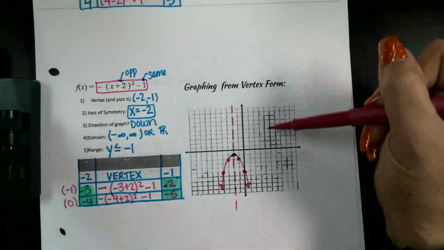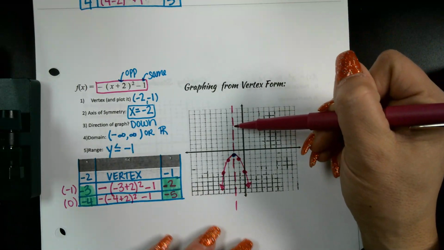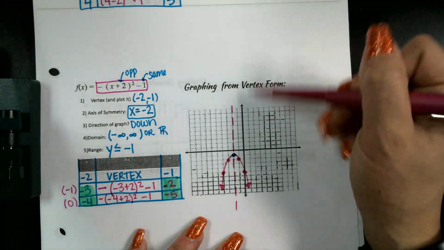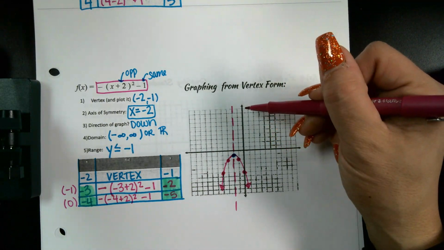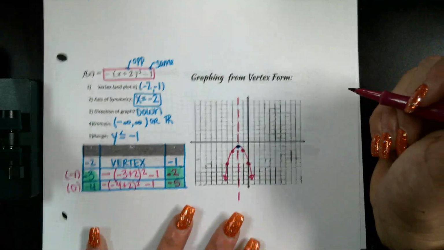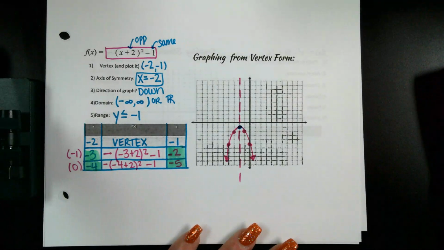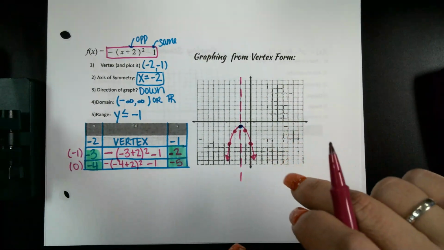The same thing could happen if your vertex was way up here towards the top and it was facing up. You might just get 1 point to fit and mirror it, and then the other point might fall off. Okay, that's the end of the vertex form.